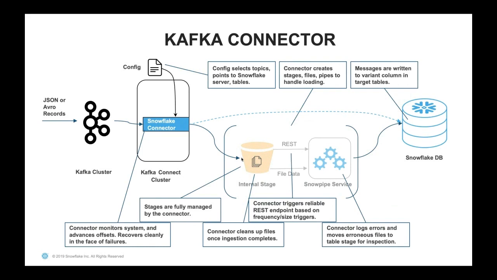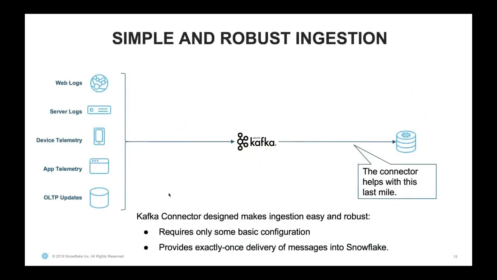pipeline. So it monitors the systems. If there is any failures along the line, it has checkpoints and it can recover from those failures. It cleans up the files in the internal stages once they are loaded. And it guarantees that the messages will be written once, and will not be repeated. It maintains an error log, so if there are any issues, those can be easily debugged. So it really simplifies that entire data ingestion experience for our customers.